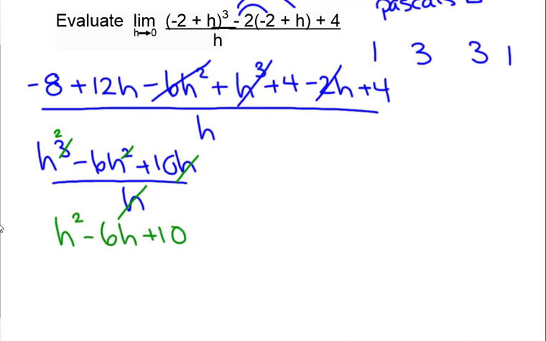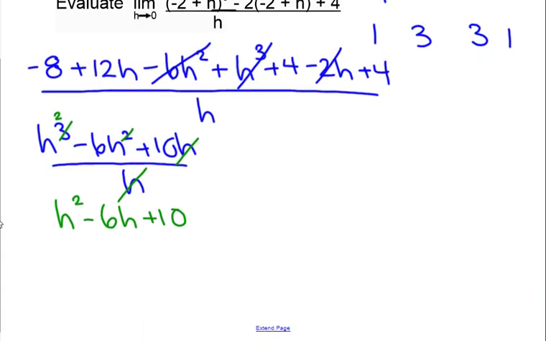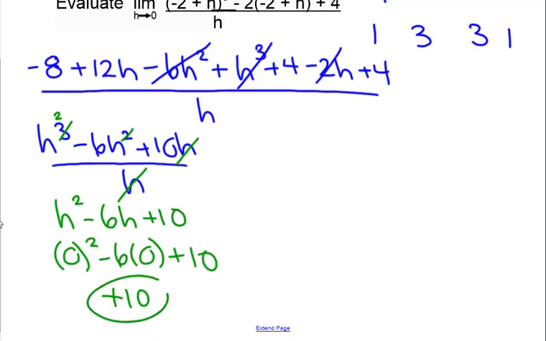Well, now that we've got nothing in the denominator making it 0, we can take our limit as h approaches 0. 0 squared minus 6 times 0 plus 10. So that's going to give us 10.